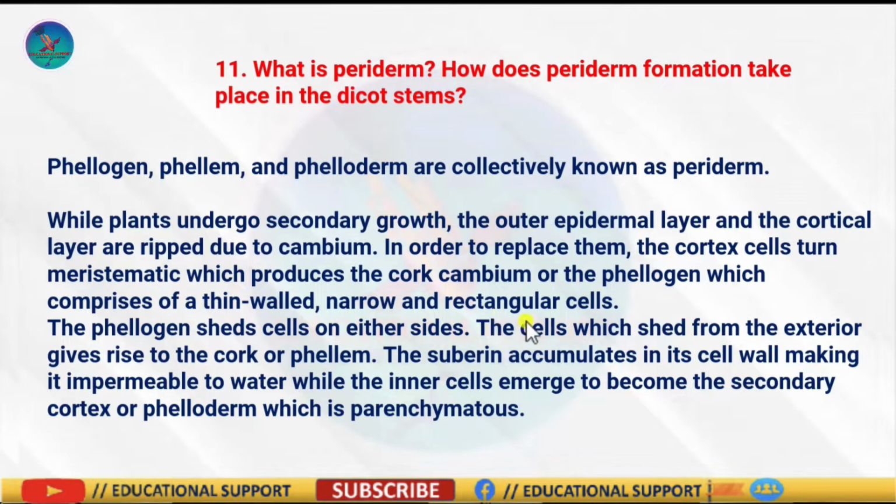Dicot stem produces cork cambium or the phellogen in the outer cortical cells, and phellogen cells divide on both the outer side as well as the inner side to form the secondary tissues. The secondary tissue produced on the inner side of the phellogen is called the secondary cortex or phelloderm. On the outer side, the phellogen produces cork called the phellem.